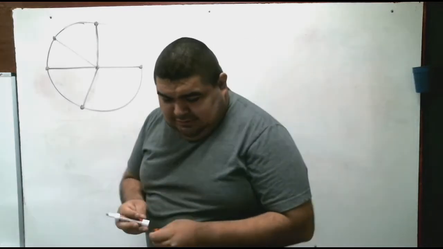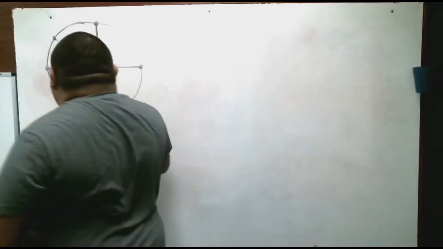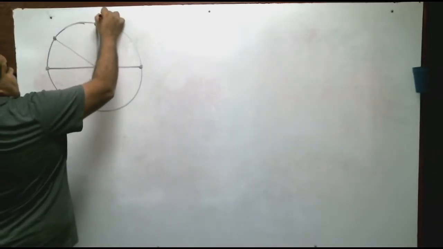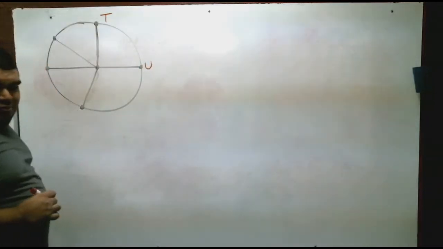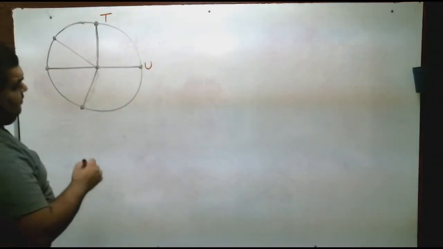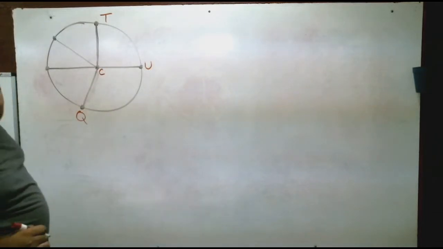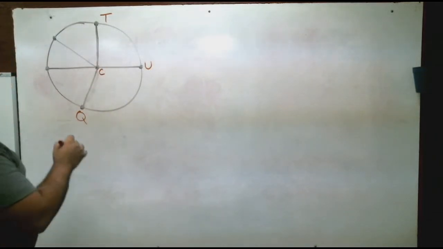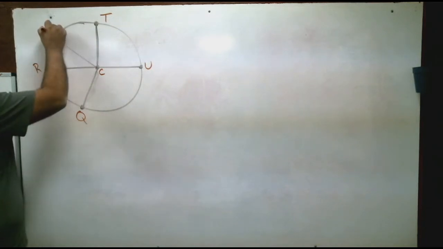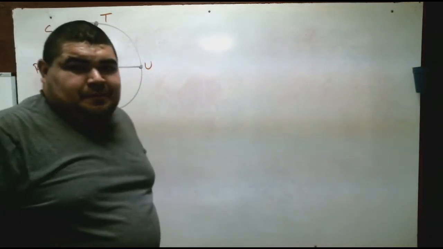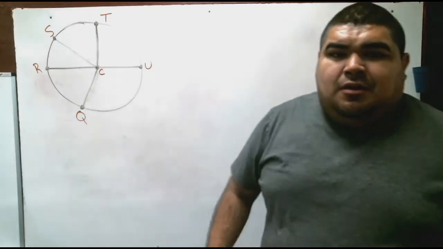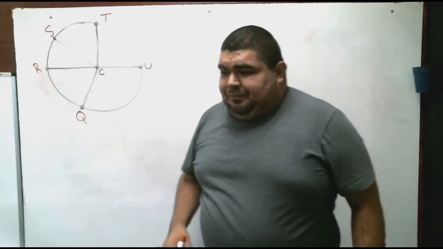We're gonna label it T, U, Q, C, R, and S. Okay? So we have labeled our circle.